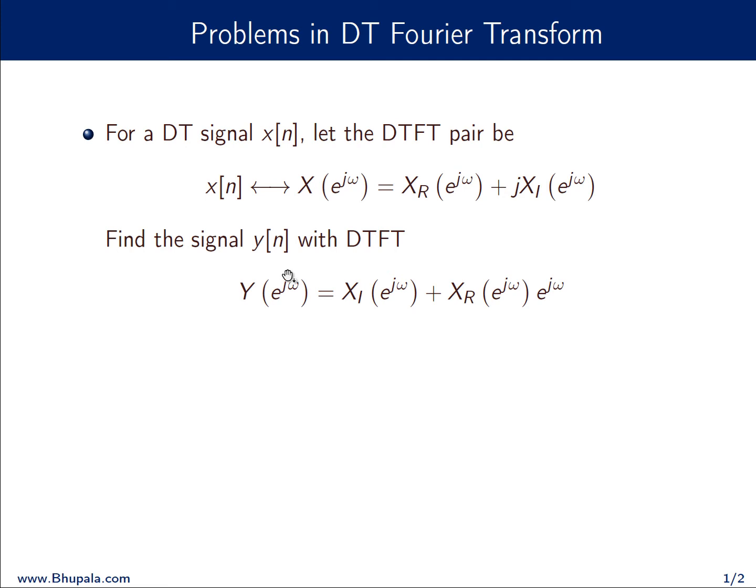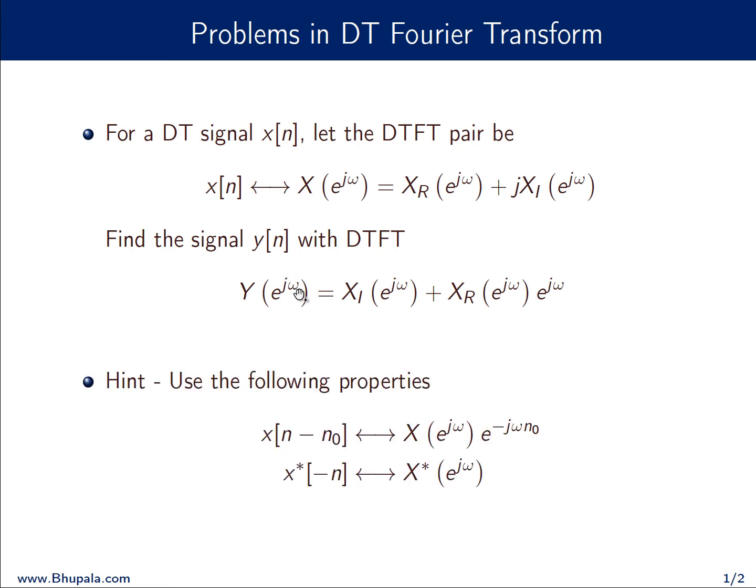Okay, so that is the question, and to solve this problem we will use the following two properties, which are time shifting and conjugate symmetry property. It says that x of n minus n naught will have X of e power j omega into e power minus j omega n naught, and x star of minus n will have X star of e power j omega as the Fourier transform.